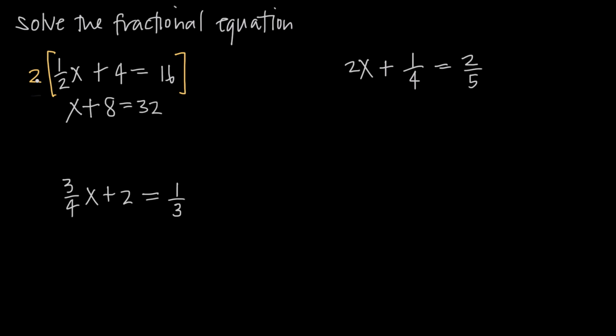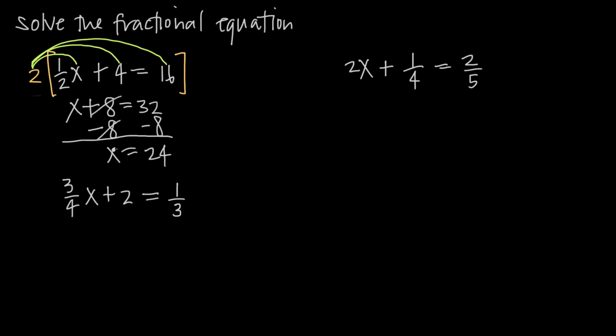So notice how we multiplied 2 across every term in our equation. If you want to think about this as the distributive property, that's really all we're doing. And we're multiplying this 2 by each term in our equation like this. So then once we've done that, we just want to solve for x. In this case, we need to eliminate the 8 on the left-hand side to get x by itself. We'll do that by keeping our equation balanced and subtracting 8 from both sides of the equation. When we do that, we'll get positive 8 and negative 8 to cancel, leaving us with just x plus 0, or x, on the left-hand side. And on the right, we get 32 minus 8, which we know is 24. So x equals 24 is the solution to this fractional equation.